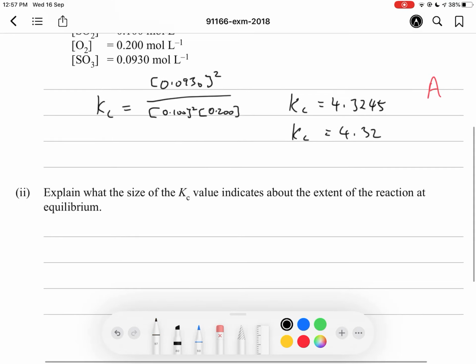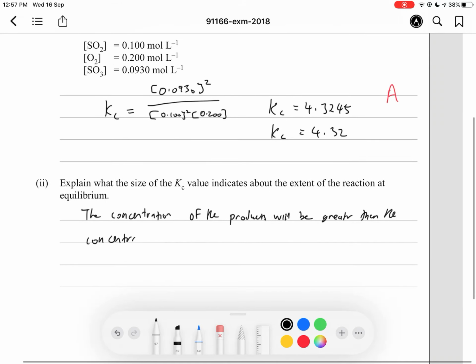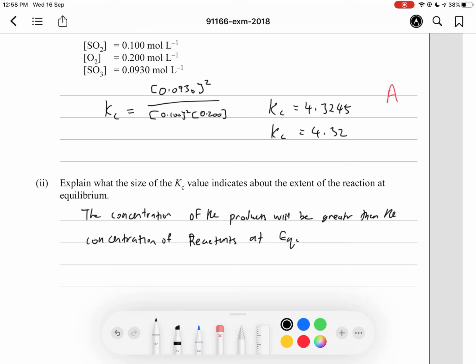So in this case, we can just say that the concentration of the products will be greater than the concentration of the reactants. And that's all we really need to say for statements. We just say the concentration of the products will be greater than the concentration of the reactants at equilibrium. And you can say this is because Kc is bigger than 1.